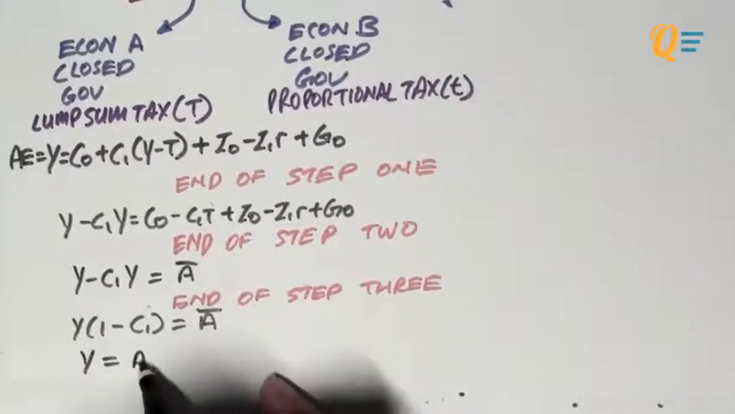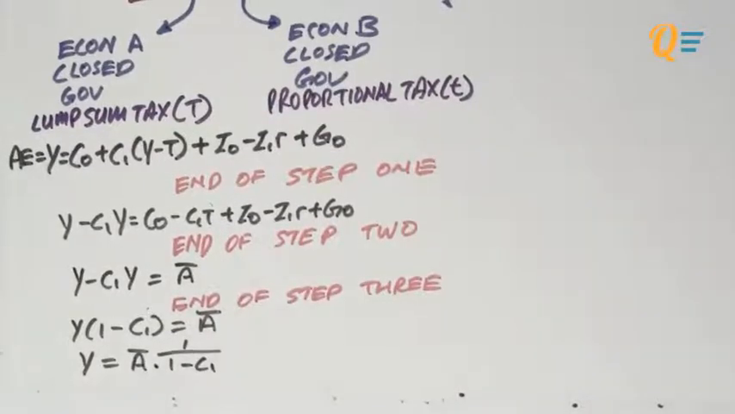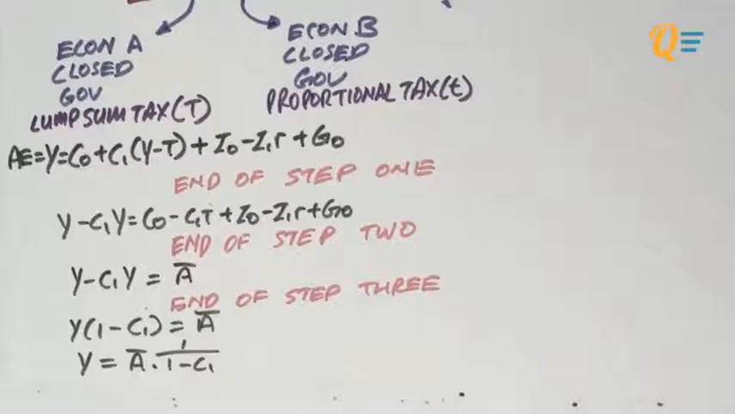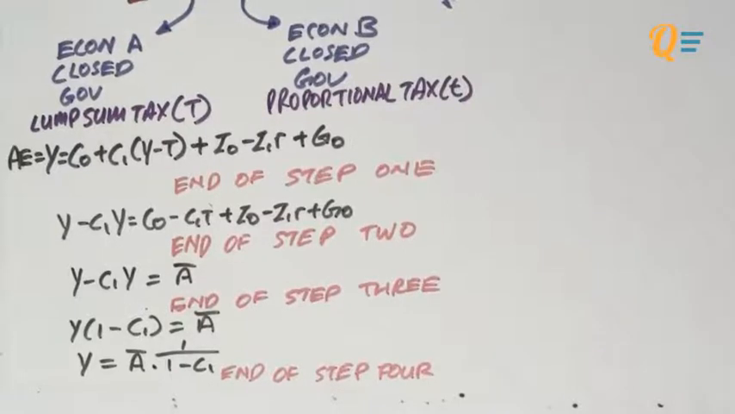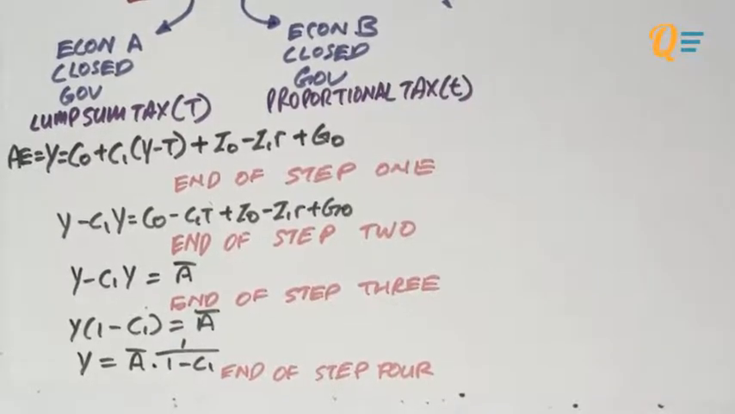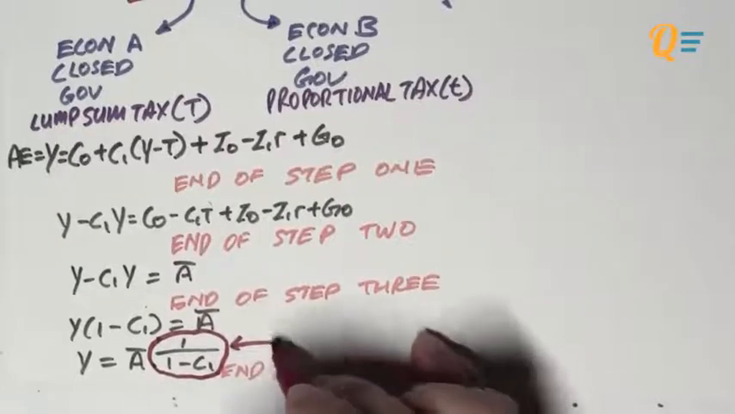Okay, and step 4, I need to make Y the subject. So I'm going to factorize Y out of the left hand side, and I'm going to divide both sides by 1 minus C1. So that is the end of step 4, and you'll notice that I actually already have the multiplier, which is over here.